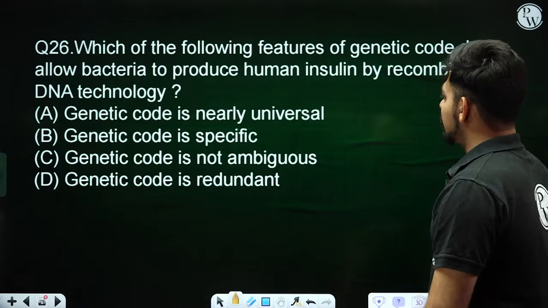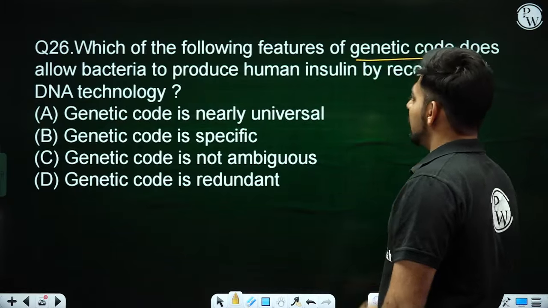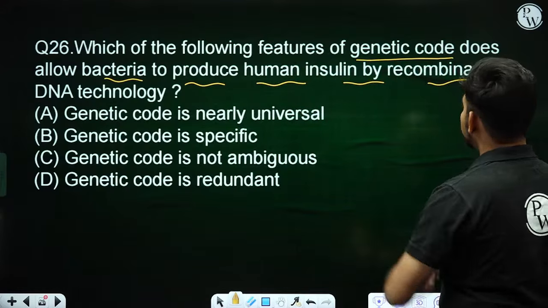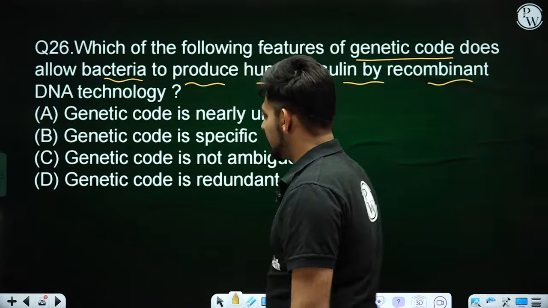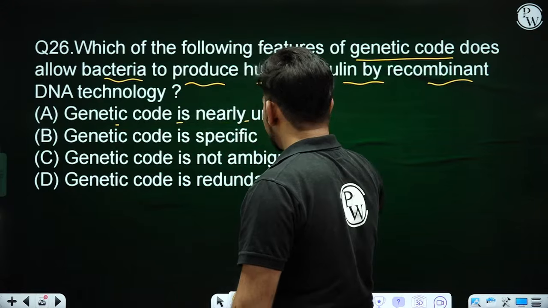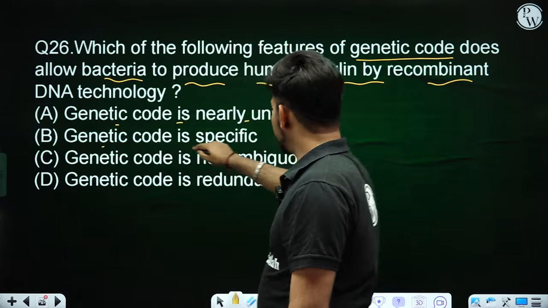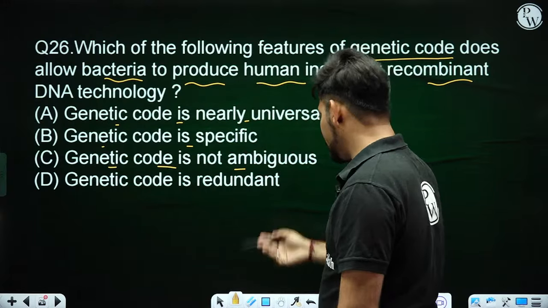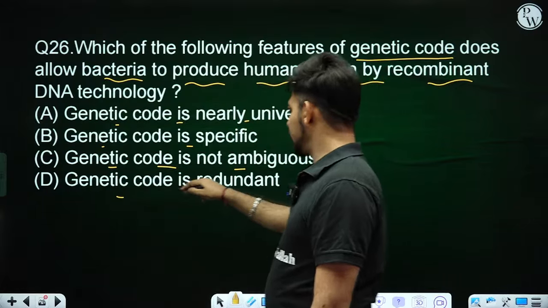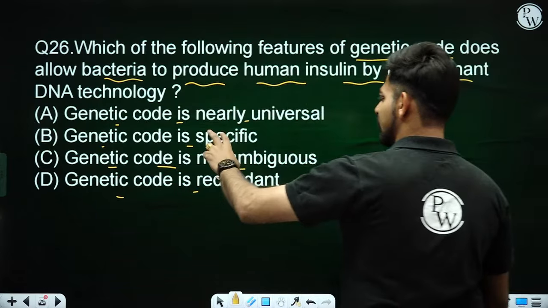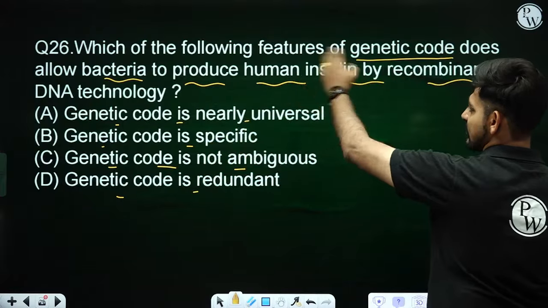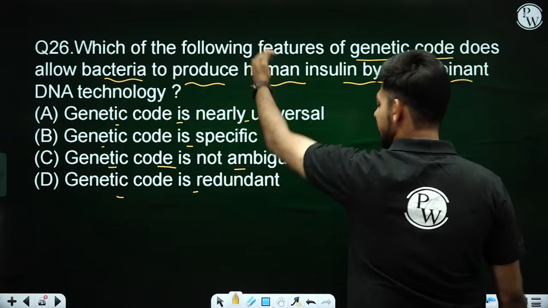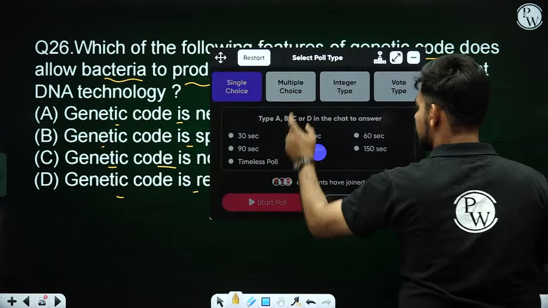Question 26. Which of the following features of the genetic code allows bacteria to produce human insulin called Humulin by recombinant DNA technology? Is it that the genetic code is nearly universal, or the genetic code is specific, or the genetic code is unambiguous, or the genetic code is redundant? For which of the following reasons will the statement satisfy our question? I am sharing the poll here.